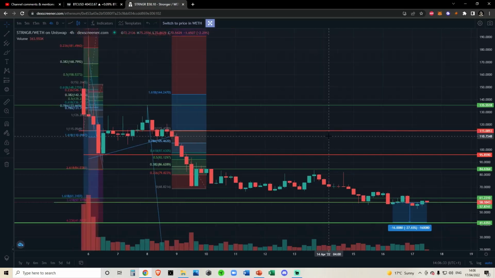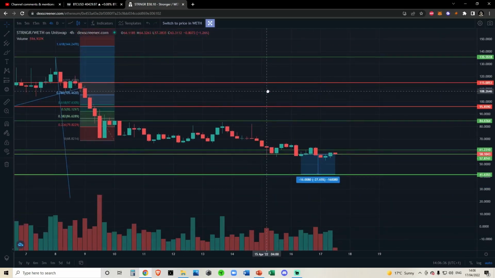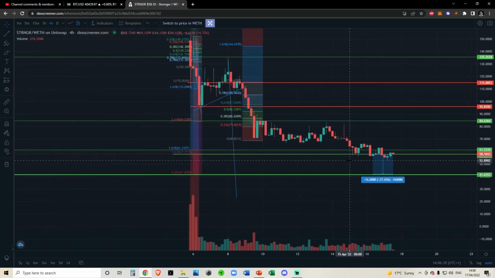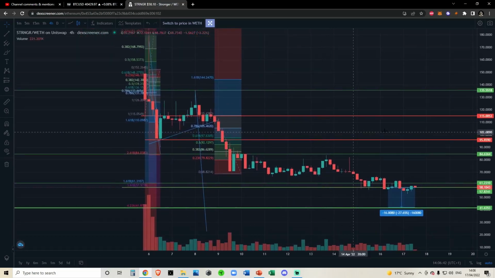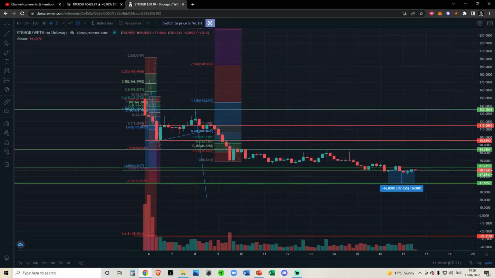Alright, quick update on Stronger, another day, another low. So we keep on pushing down. I mean, I don't want to sugarcoat it, we are in a bearish trend right now. And I highlighted this, I think, about a week ago. It's been a while. We were around this vicinity, the 8th of April.